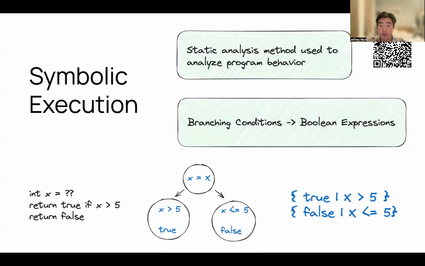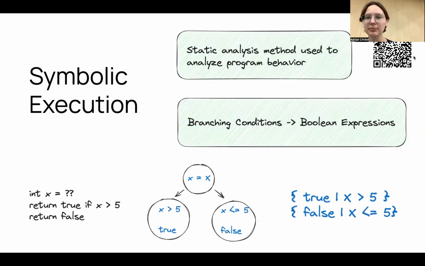Symbolic execution is a static analysis method used to analyze program behavior. Instead of executing the program with concrete values, we can substitute symbolic variables as placeholders for these values. This is similar to algebra, where the variable x can be used as a placeholder for any number. Symbolic execution steps through the program and traces the logic applied to these symbolic variables.